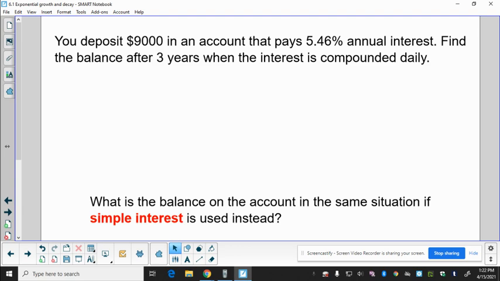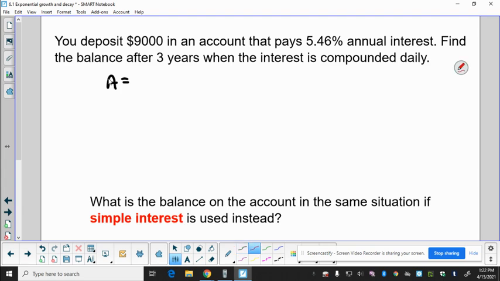What about this situation? So you deposit $9,000 in an account, pays 5.46% annual interest, pretty good rate. Could be a certificate of deposit, maybe a stock market fund, who knows. Find the balance 3 years later when the interest is compounded daily. All right, let's set up a formula for this.